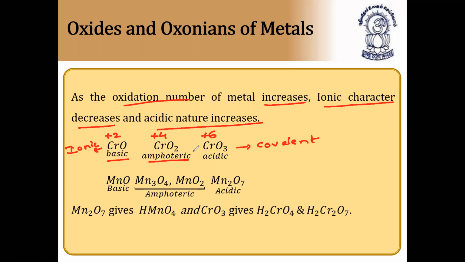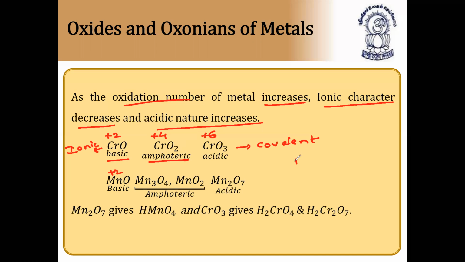What are amphoteric oxides? Those which can combine with acids as well as bases. That's why they are called amphoteric oxides. Similarly, for manganese, manganese oxide has the +2 state, and Mn3O4 is amphoteric.